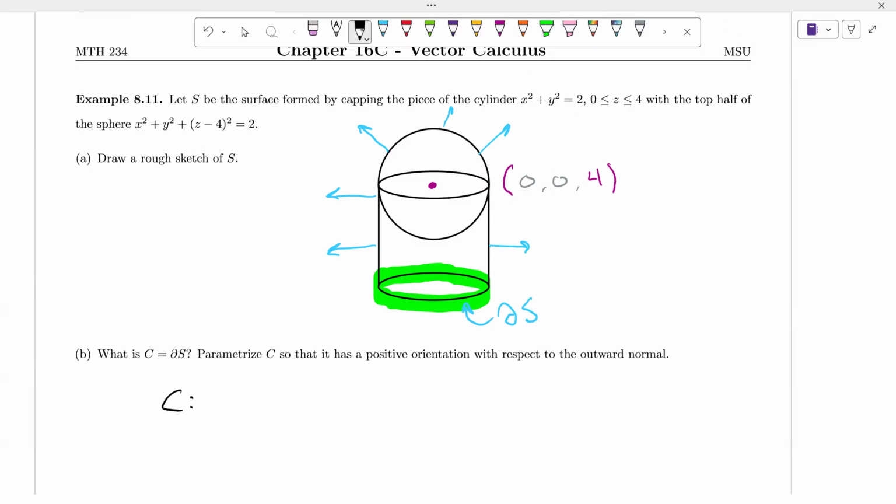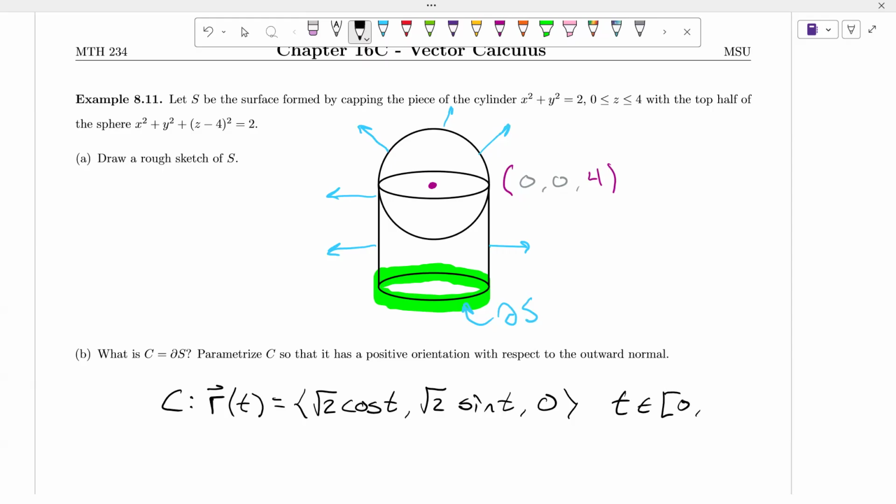So C should be the curve r of t. It's a parametric curve. It's going to be root 2 cosine t, root 2 sine t, and then 0 for the z component because it's down on the bottom. t is, of course, in 0 to 2 pi. And I know I'm over on time, so I'll pause right here.